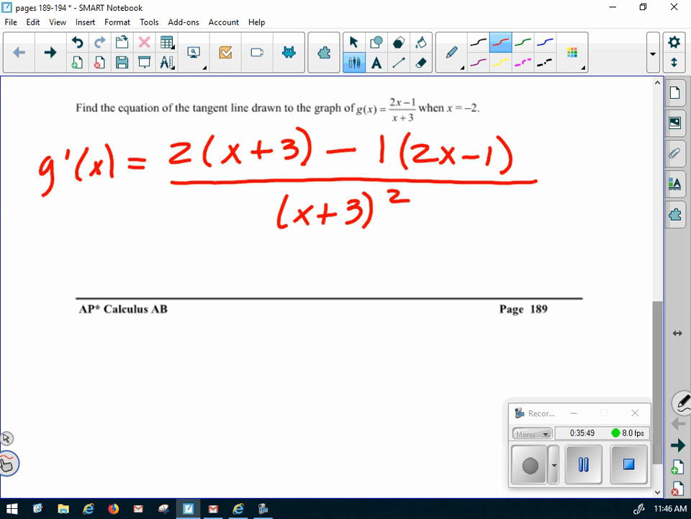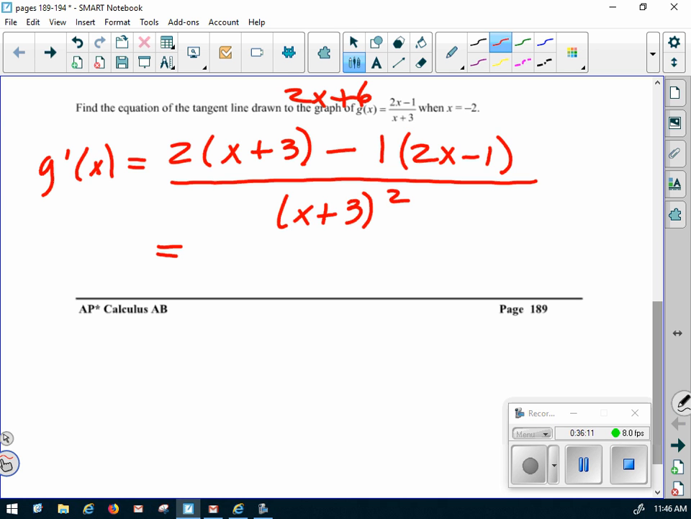Now let's clean it up a little bit. If you are in a free response problem, this is a safe stop. If you are in multiple choice, this will not be one of the multiple choice options. So let's just clean it up a little bit. What are you going to have? 2x plus 6.